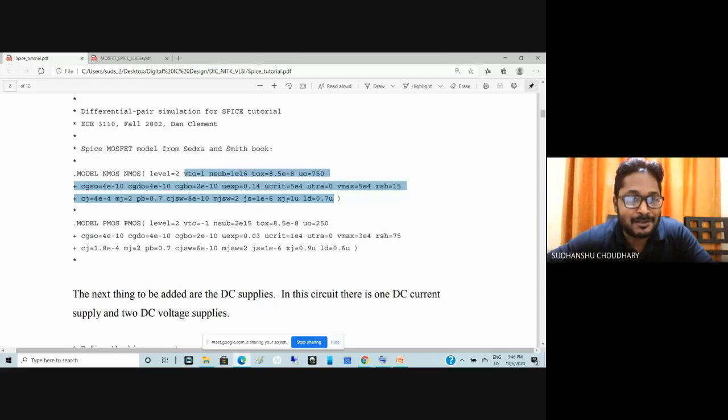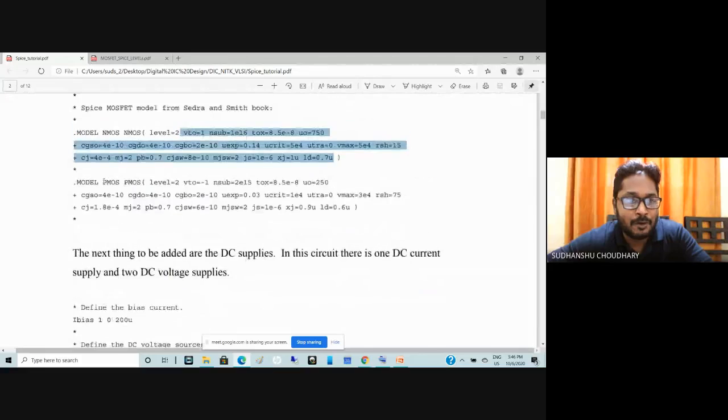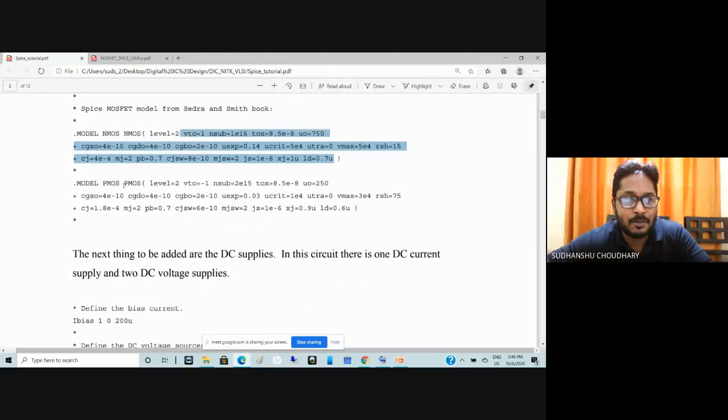All these device parameters or process parameters are included in the MOSFET models. For example, you import this model library into your SPICE code by using the command .model, followed by the name of the MOSFET, the type of the MOSFET, the level of the MOSFET, and then the process parameters associated with the MOSFET. Even if you don't write all these process parameters, you simply write level 2, and the level 2 process parameters will be automatically selected by the tool. Similarly, for PMOS, you again use the same word, .model PMOS.